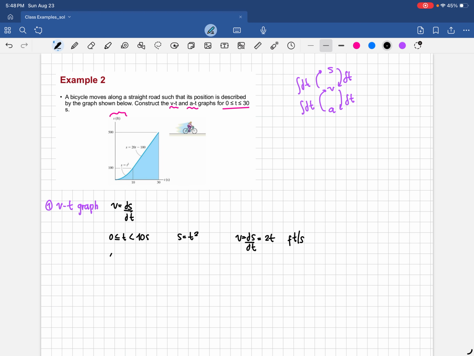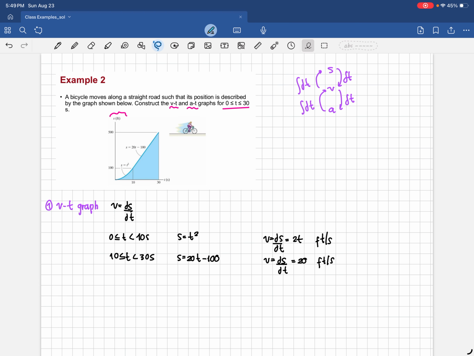And then between 10 and 30 seconds, we know that s is equal to 20t minus 100. The velocity is the derivative of that function, which in this case will be 20 feet per second. This is position, so the units here will be feet.